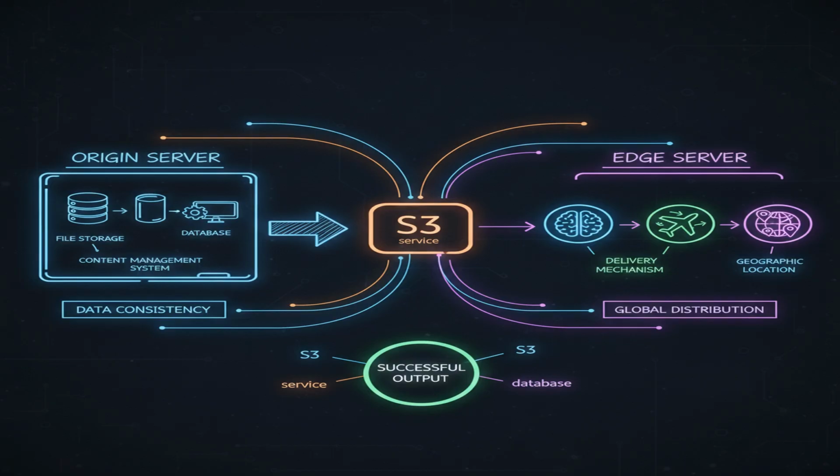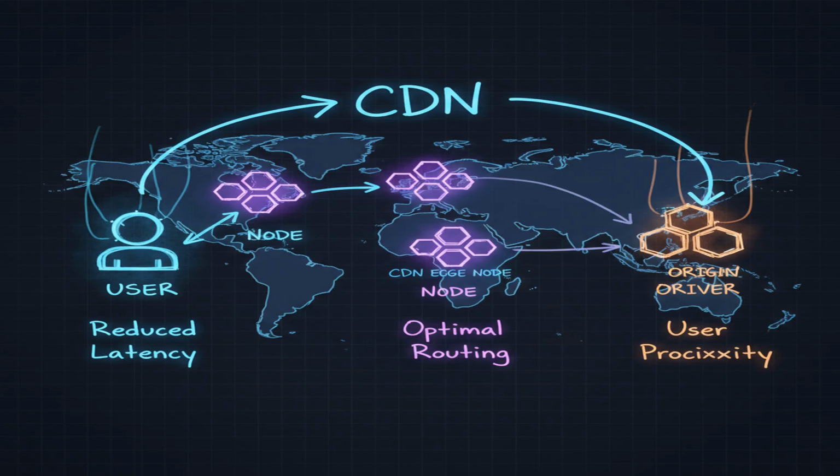First, we have the origin server, which acts as the single source of truth for all content. It could be a web server, a database, or a cloud storage service like AWS S3. The origin server must be highly available and scalable to handle initial requests and updates. Second, we have edge servers, which are strategically placed around the globe.